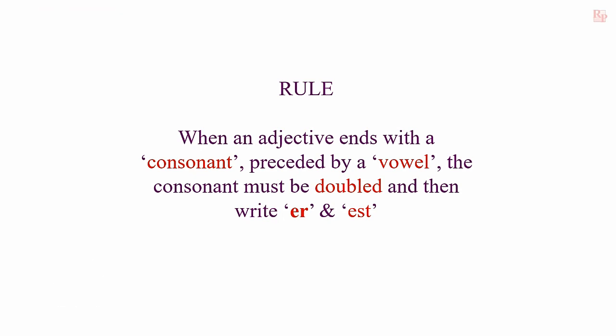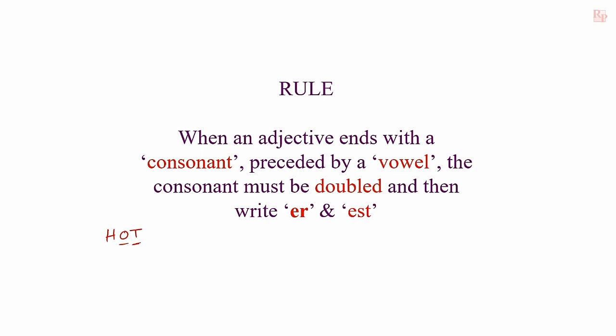Look at this word, H-O-T, hot. This word ends with a consonant, that is T. It is preceded by a vowel, that is O. H-O-T ends with a consonant, and that consonant is preceded by a vowel. This is the basic form of the adjective.